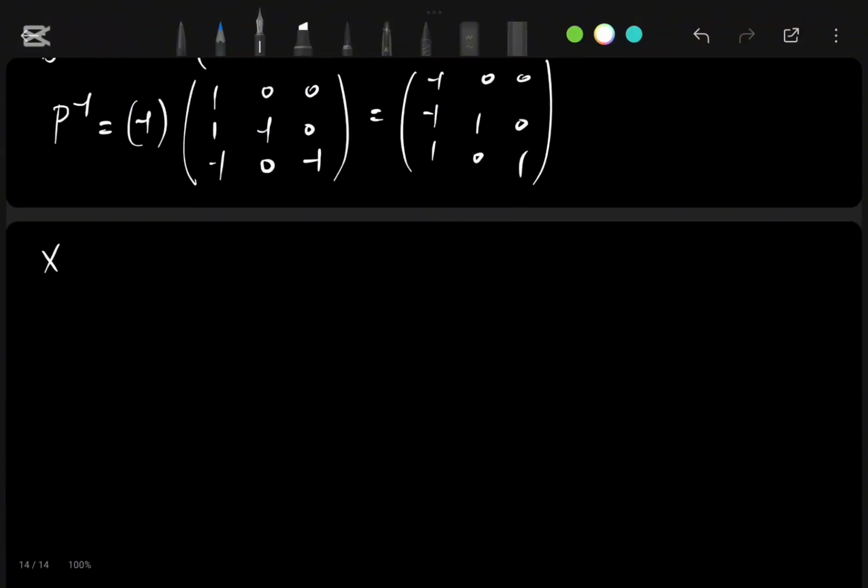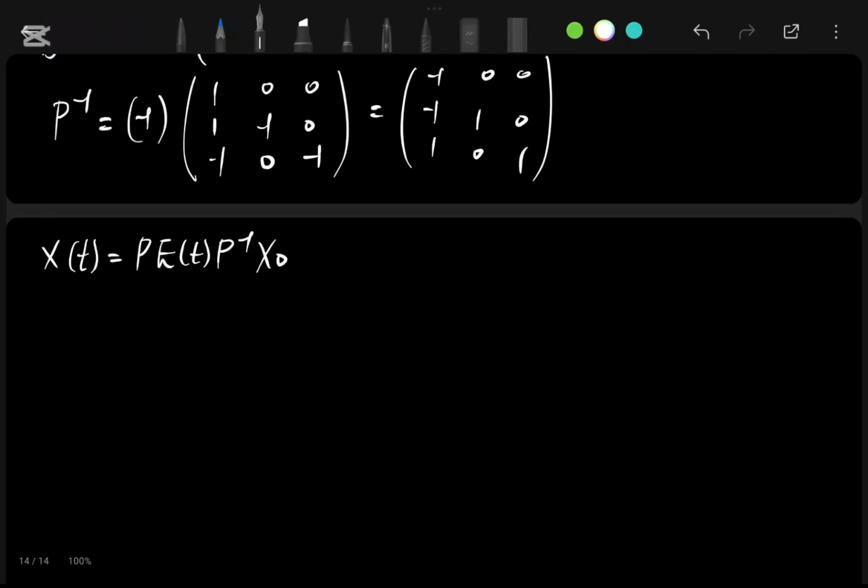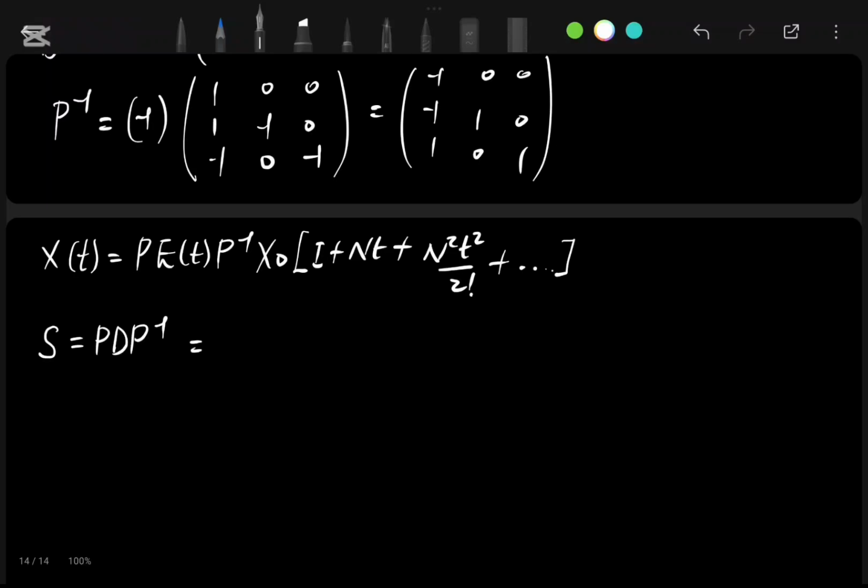So our solution, which is given by x of t equals P e of t P inverse x naught, times I plus N t plus N squared t squared divided by 2 factorial, plus to infinity. We need to find our S, which is given by P D P inverse.